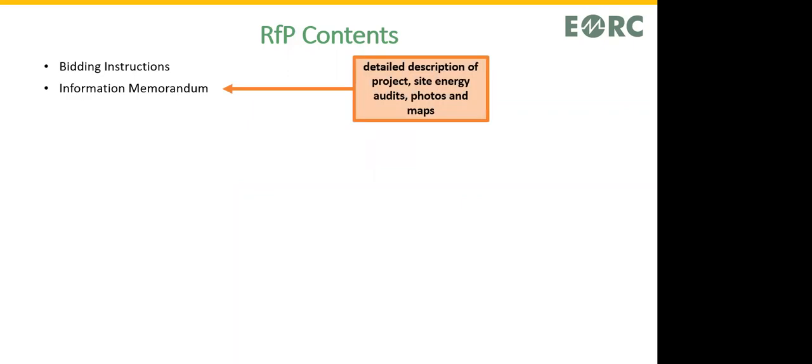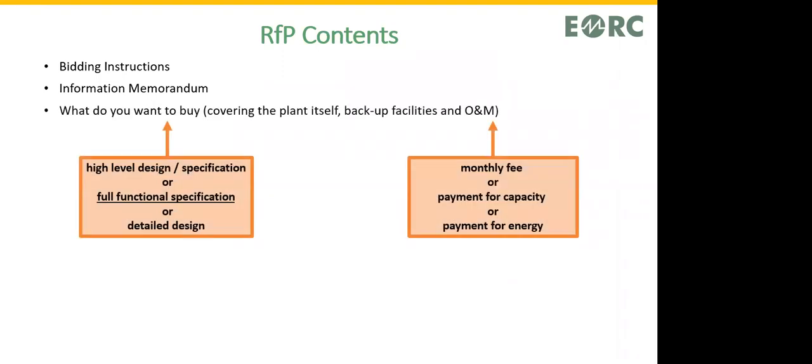We're going to work through what we would see as the contents of an RFP, starting off with a set of bidding instructions, which I'm sure I don't need to go into detail to explain to you all. We would expect to see an information memorandum, which will give a detailed description of your project or projects, site energy audits, photos and maps. We're going to expect our bidders to visit each site, but if they've got information to hand, those visits can be relatively short and inexpensive.